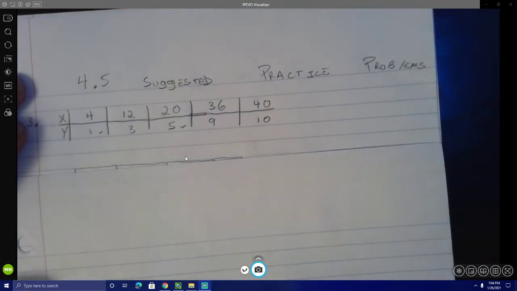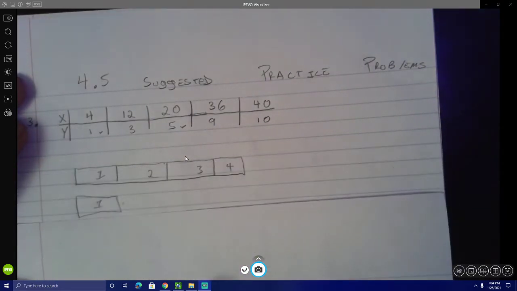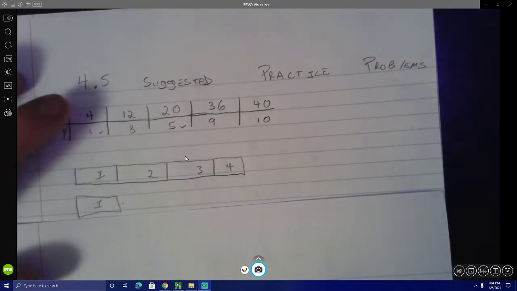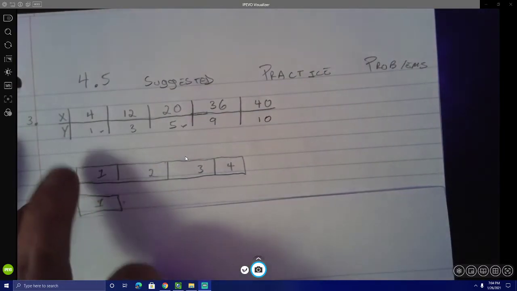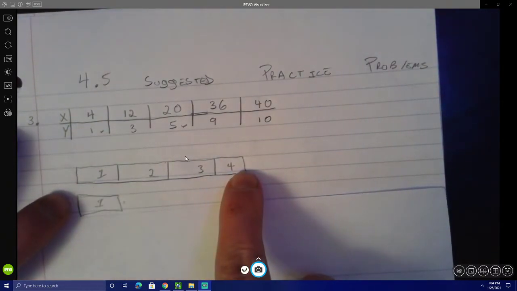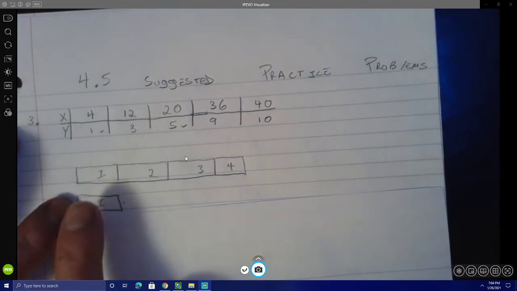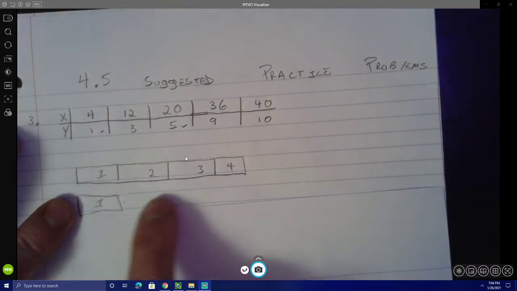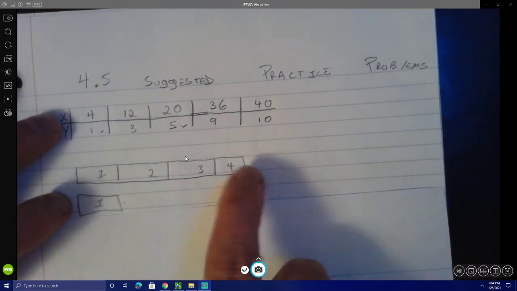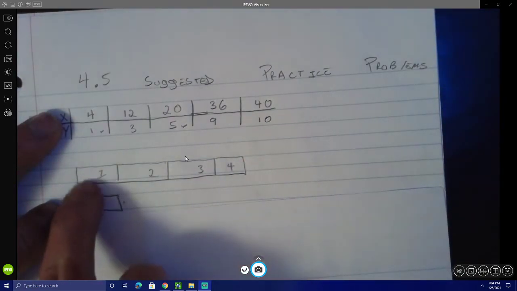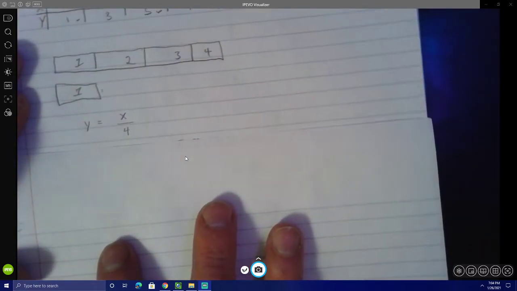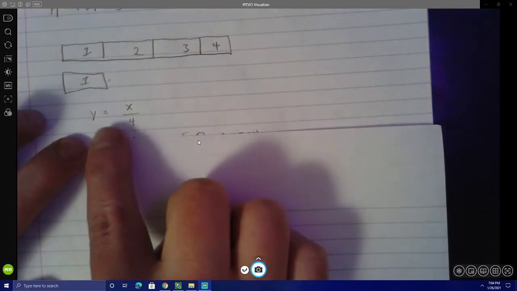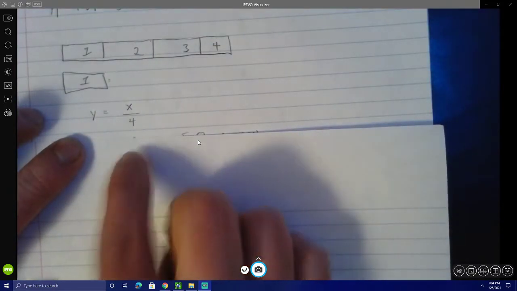So one way I tried to think about this problem was I looked at the first set of numbers right here, 4, 1, and then I drew a model. So I knew if x is equal to 4, that would represent 4 boxes, and if y were equal to 1, that would be 1/4 of my x value, right? Since I only have 1/4 of the whole 4. So my thinking there was I could make the equation y equals x over 4.